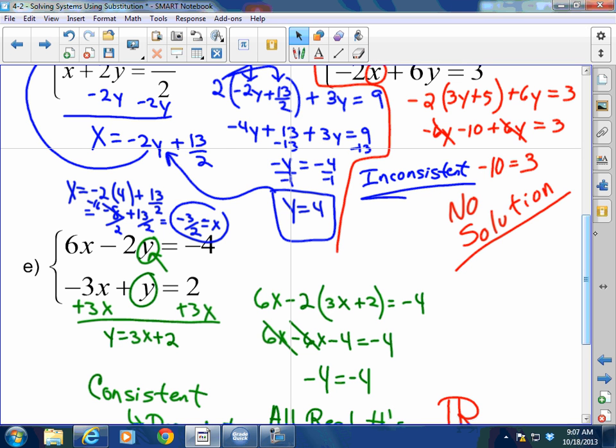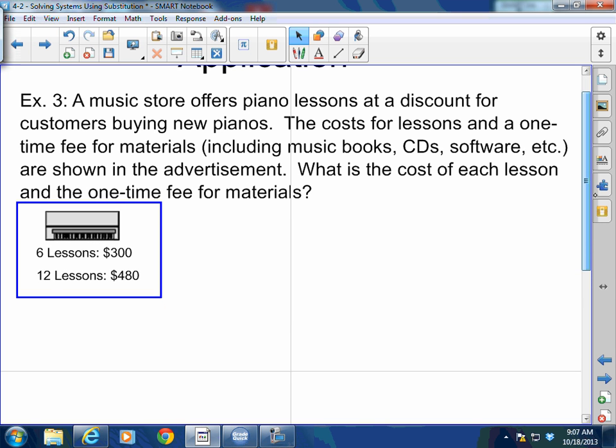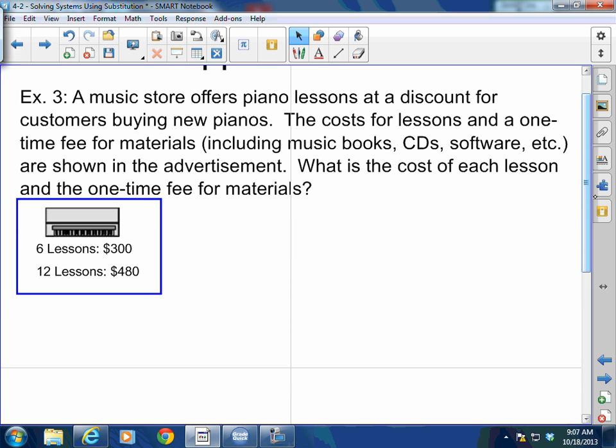All right. Right quick, let's just set this up. I may not have time to solve these, okay, guys? But let's set them up so you can see how easy this is. A music store offers piano lessons at a discount for customers buying new pianos. The cost for lessons and a one-time fee for materials, including music, books, CDs, software, etc., are shown in the advertisement. What is the cost of each lesson and the one-time fee for materials?